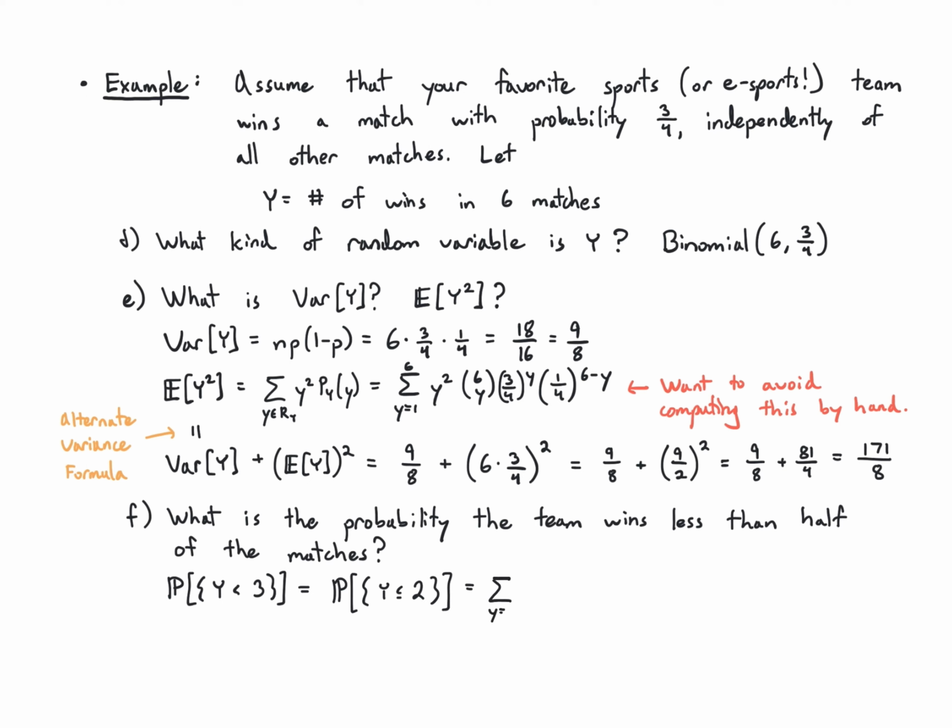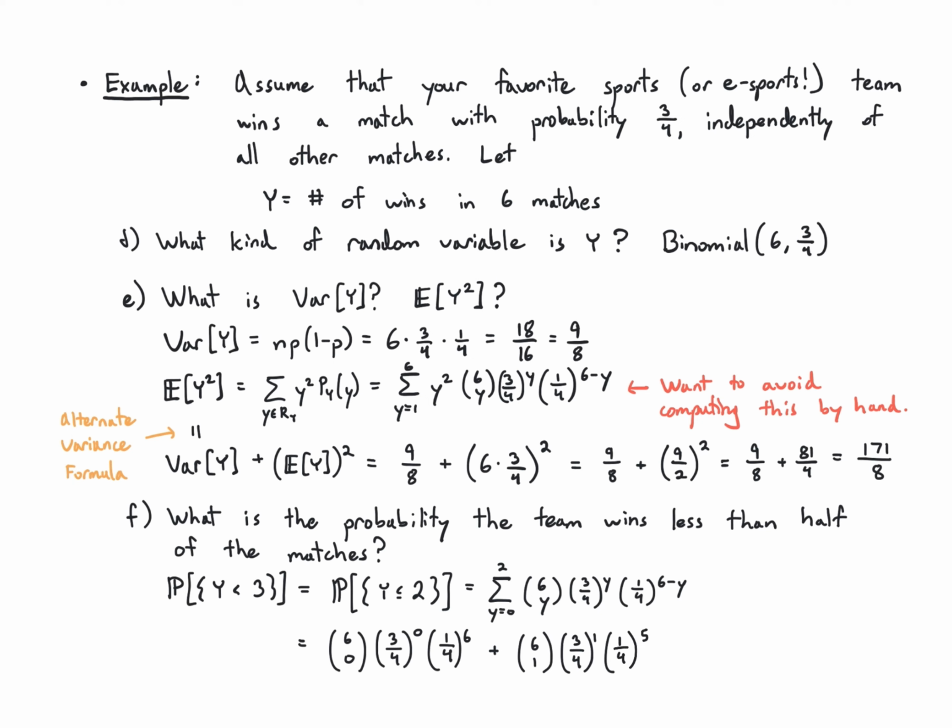In this case, that's going to be summing up from y equals 0 to 2 the PMF of the binomial. The PMF of the binomial is just 6 choose y, 3/4 to the y, 1/4 to the 6 minus y. That's going to be 6 choose 0, 3/4 to the 0, 1/4 to the 6th, plus 6 choose 1, 3/4 to the 1, 1/4 to the 5th, plus 6 choose 2, 3/4 to the 2, 1/4 to the 4. If you add all that up, you're going to get 154 over 4,096. Fortunately, there's not much we can do to further simplify this. This was pretty much as simple as it's going to get in this case.